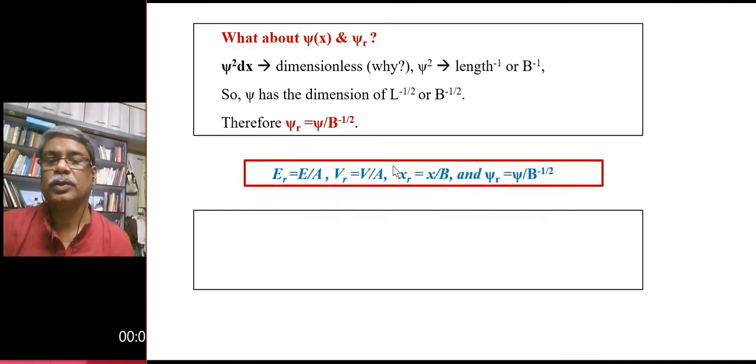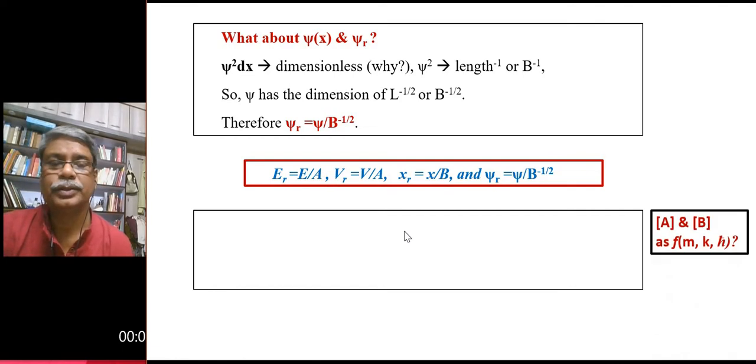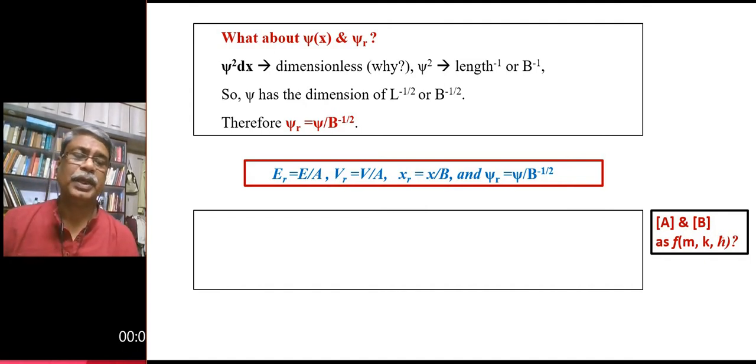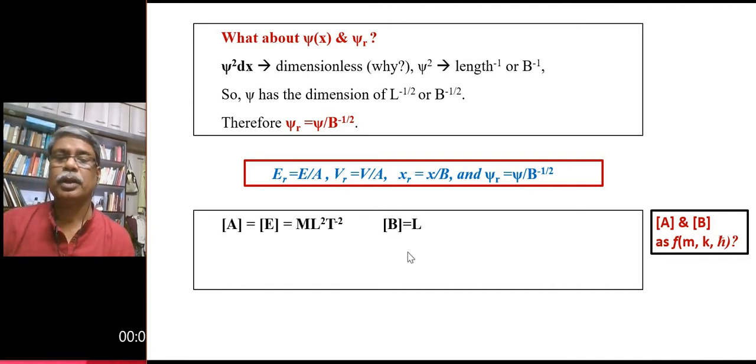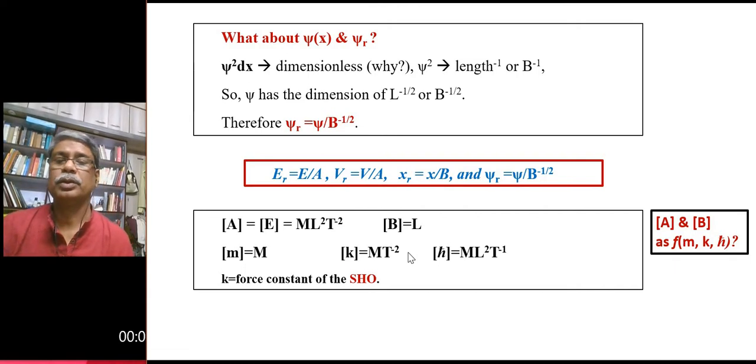So now we can say that we have got all the 4 reduced variables needed for our dimensionless Schrodinger equation. But the question now arises: what are the explicit forms of A and B, how do they look in terms of M, K and h bar? That's an easy exercise just by dimensional analysis. If I express A and B in terms of the fundamental M, L, T, mass, length and time, and similarly if I express M, K and h bar in terms of M, L, T, then we will get 2 sets of equations, all in terms of M, L, T.